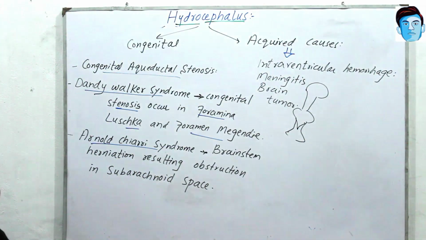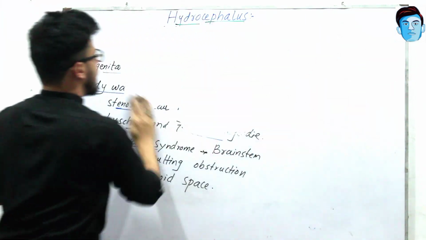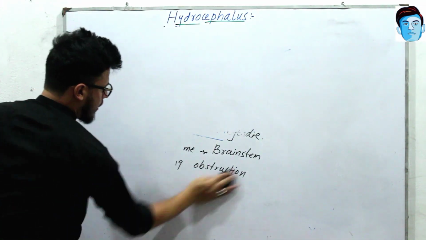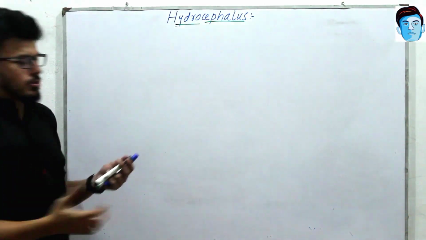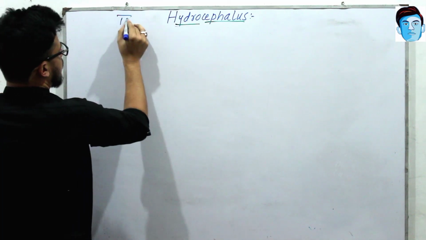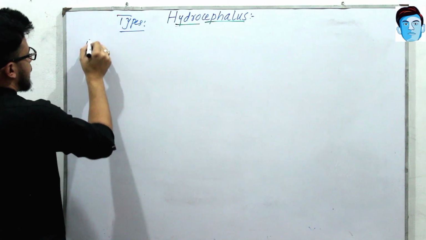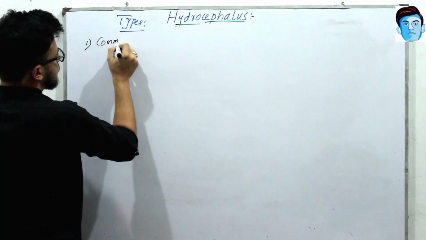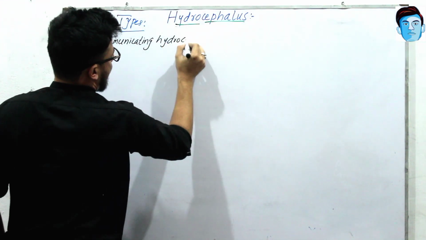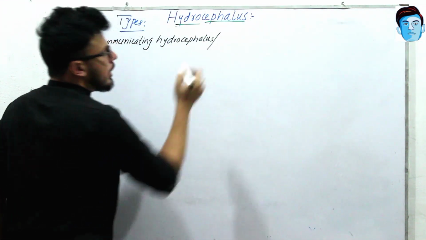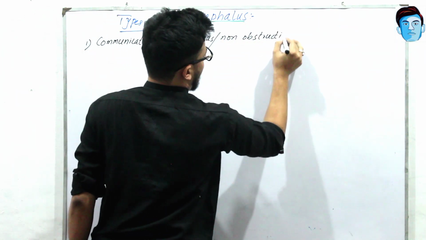Now let's discuss the types of hydrocephalus. How many types of hydrocephalus are there? There are 4 types of hydrocephalus. The first type is called communicating hydrocephalus, and it is also called non-obstructive hydrocephalus.